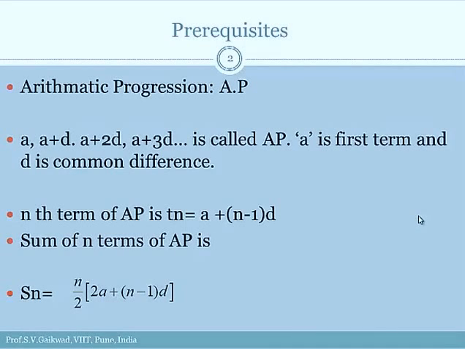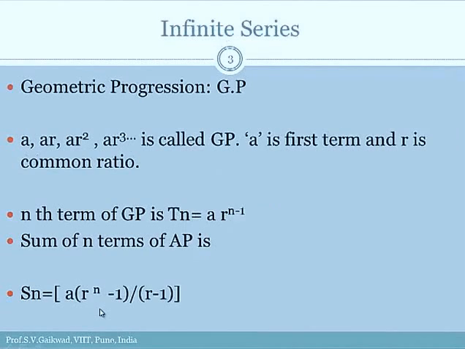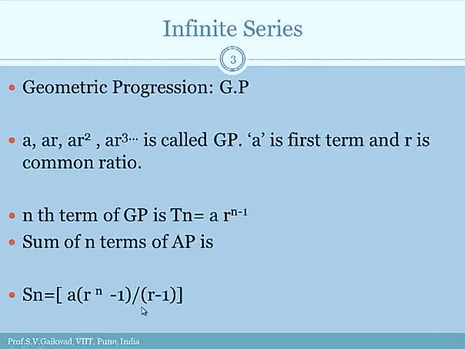The nth term of AP is given by A plus n minus 1 into D, and sum of n terms is n by 2 into bracket 2A plus n minus 1 into D. In GP, the terms are A, AR, AR square, AR cube and so on. The next term is obtained by multiplying the previous term by the common ratio. A is the first term and R is the common ratio. The nth term of GP is A into R raised to n minus 1, and sum of n terms is A into bracket R raised to n minus 1 upon R minus 1.